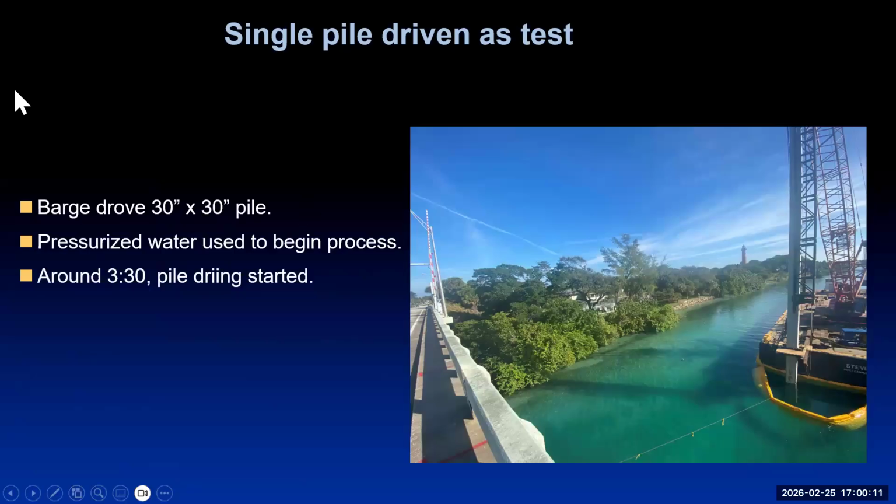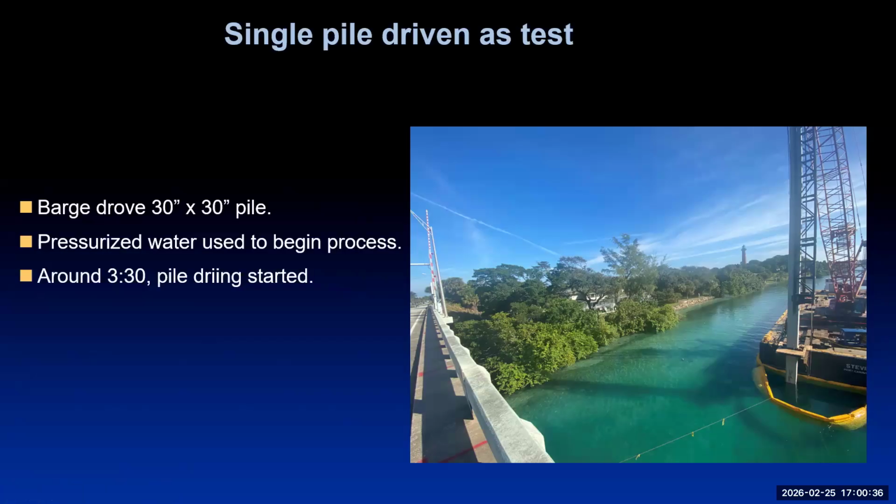So we have a good example of one that we did down in Florida. This is actually the Jupiter Lighthouse right over here. It's their prize asset, and they were replacing a bridge nearby. And this is an old museum, and they were going to be driving 30 by 30-inch piles, driving them right next to this bridge. And they had to make sure that this lift bridge didn't have a problem.